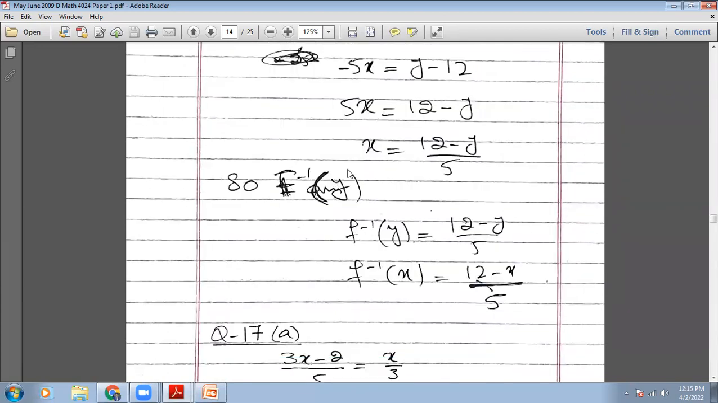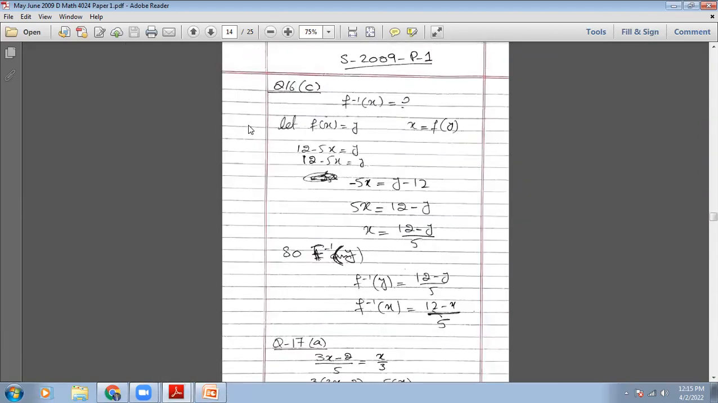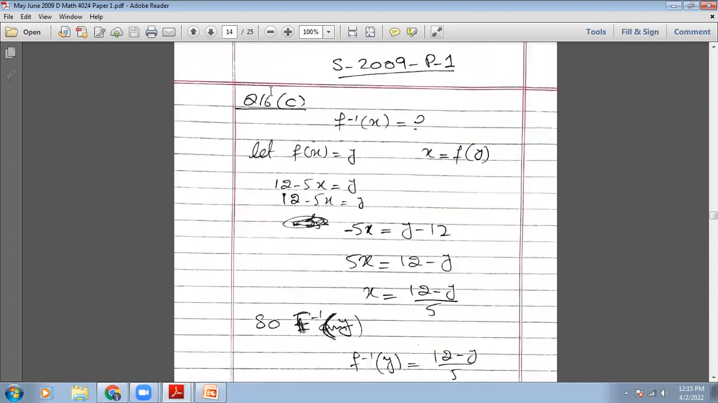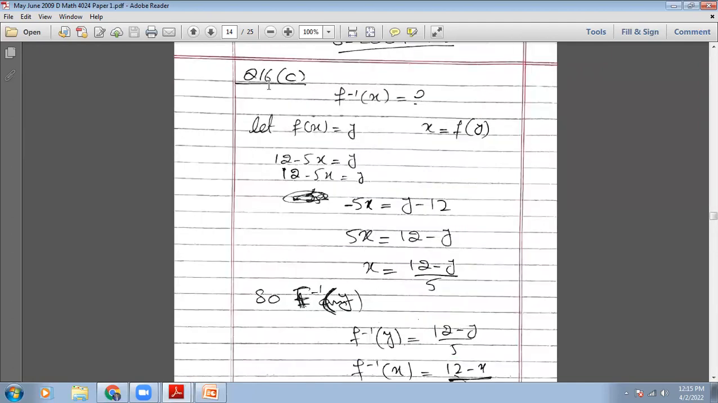So in the place of x, I can write f inverse of y. So f inverse of y is equal to (12 minus y) divided by 5. Change the variable on both sides. So you will have f inverse of x equals (12 minus x) by 5. So this is how you find the inverse. Let me show you the whole thing together.